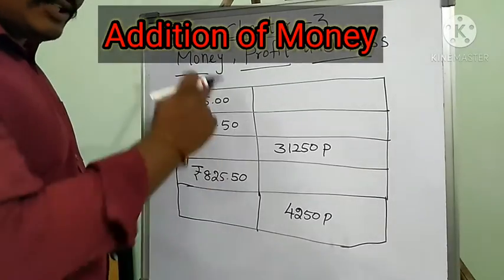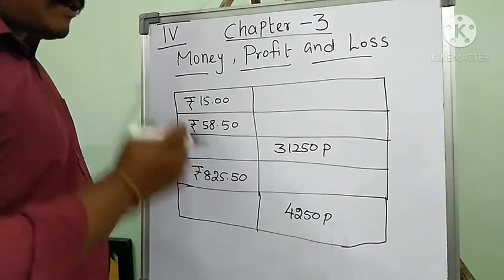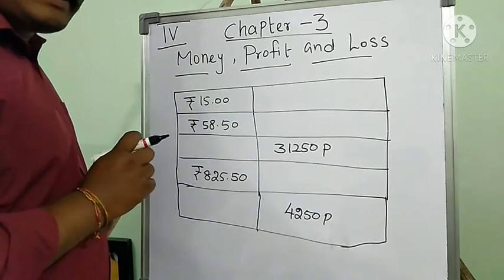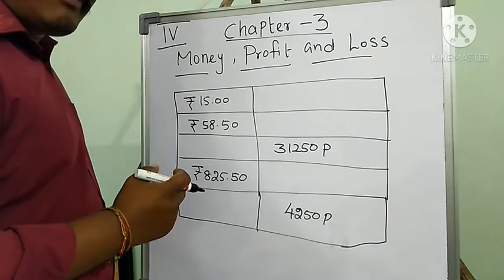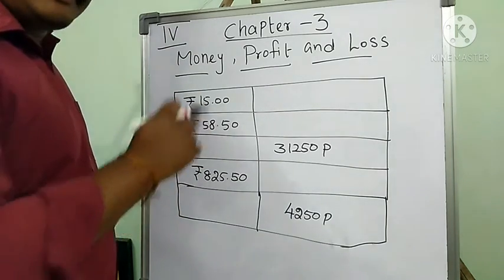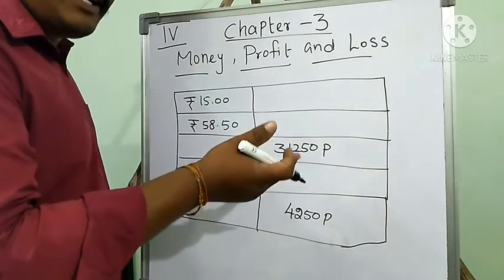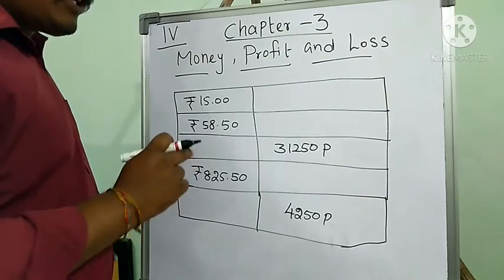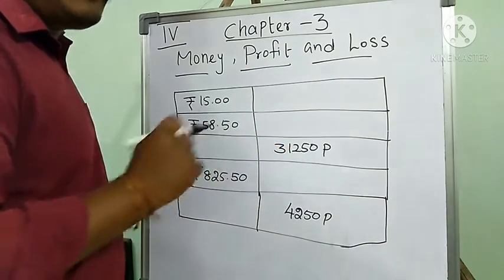Okay students, you have to complete the table. So I will complete, then you can understand. Here 15 rupees is there. Now we want to convert into paisa. So what I will do, I want to multiply or divide. I told you in the previous video, if you want to convert rupees into paisa, you have to multiply by 100. If you want to convert paisa into rupees, you have to divide by 100.